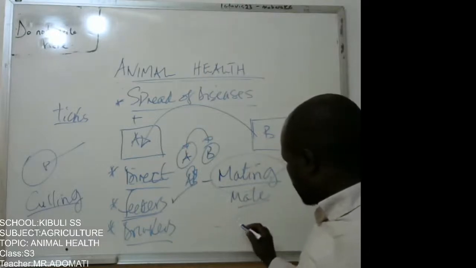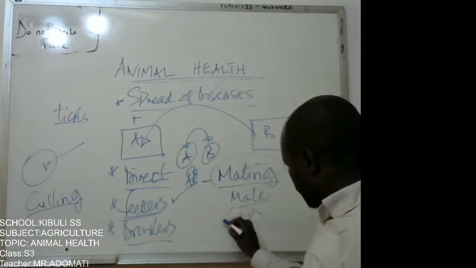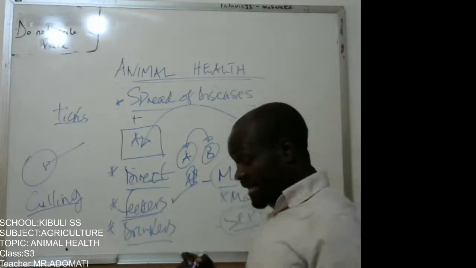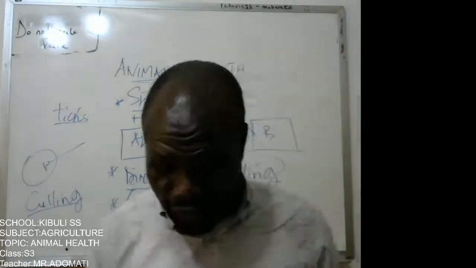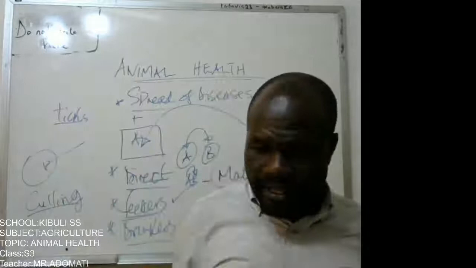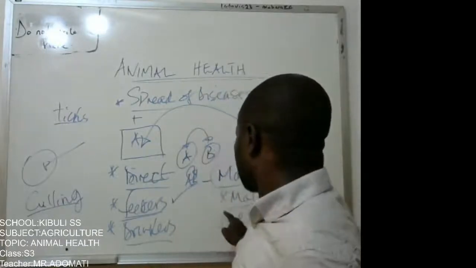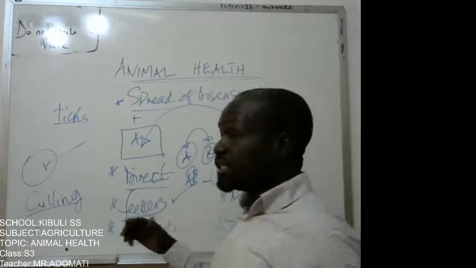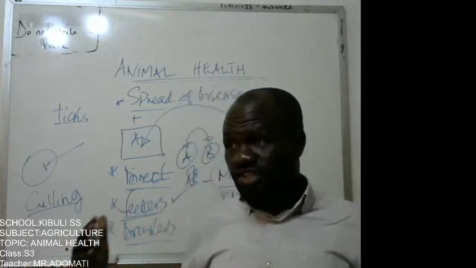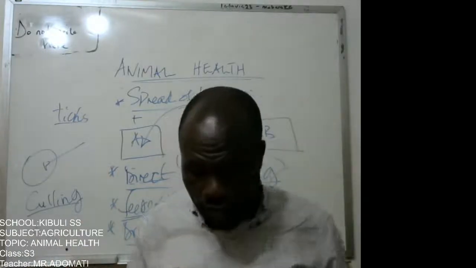They mate and they do not have sex. Animals mate. We said mating is for purposes of reproduction, and it is natural. When the season reaches, the animals have to mate.